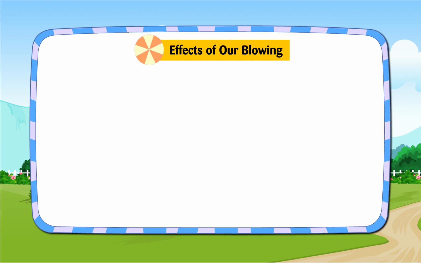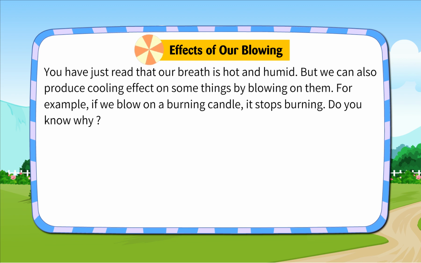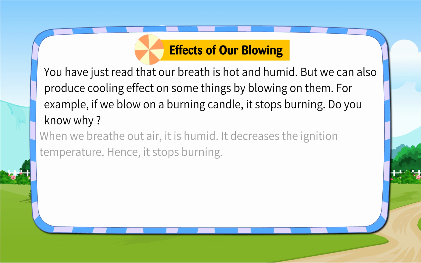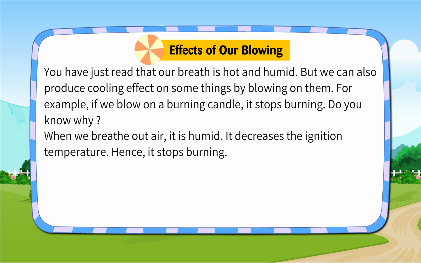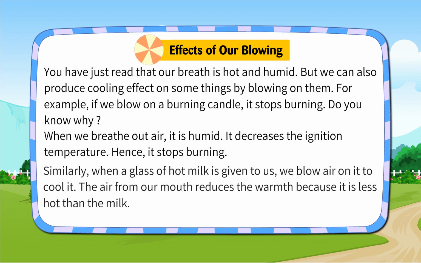Effects of our blowing. You have just read that our breath is hot and humid, but we can also produce cooling effect on some things by blowing on them. For example, if we blow on a burning candle, it stops burning. Do you know why? When we breathe out air, it is humid. It decreases the ignition temperature, hence it stops burning.